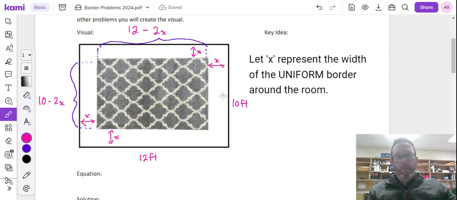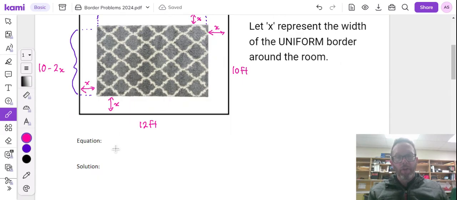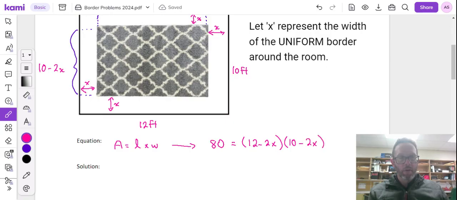How does that help us? Well, let's go to an equation for the area of the rug. We know that the area of a rectangle is length times width, and the area of the rug needs to be 80 square feet. We have an expression for the length of the rug, 12 minus 2x, and we have an expression for the width of the rug, 10 minus 2x. We now have an equation that we can solve for x using our skills from yesterday.